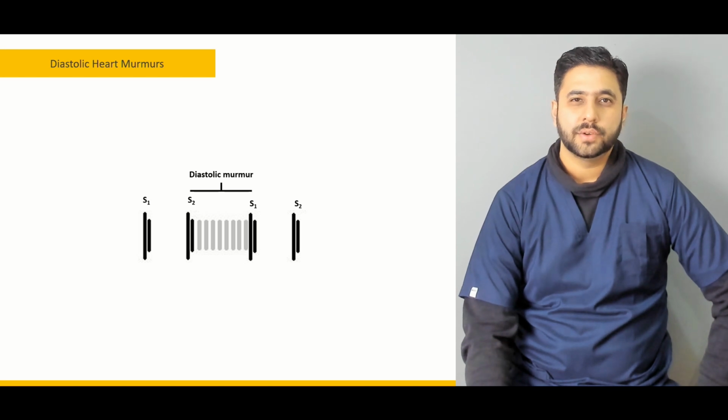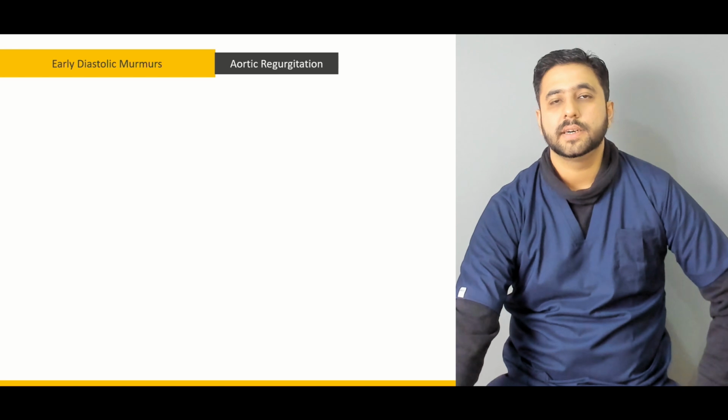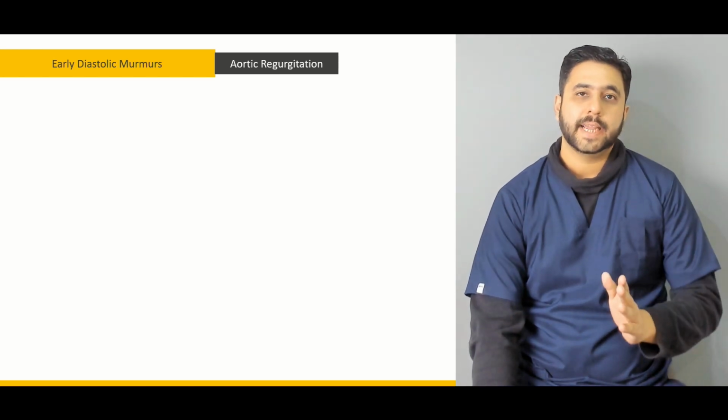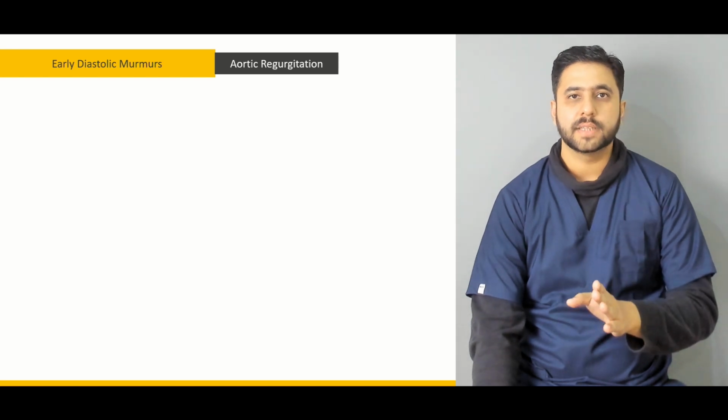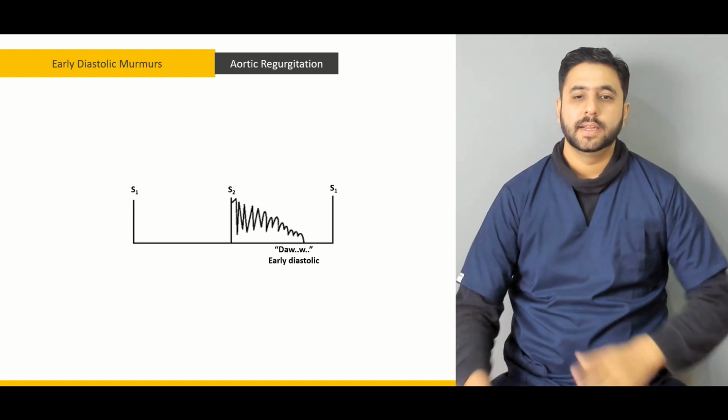So let's look at a few types of diastolic murmurs. We're going to start with the early diastolic murmurs. These are the murmurs which start right after the second heart sound and then progressively decrease. They don't extend to the whole extent of the diastole.